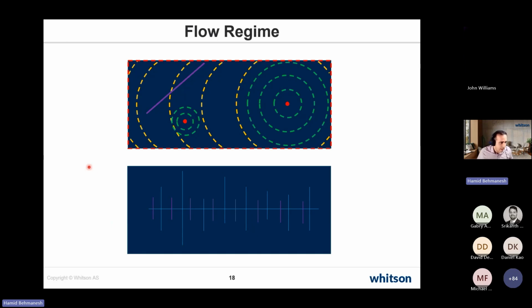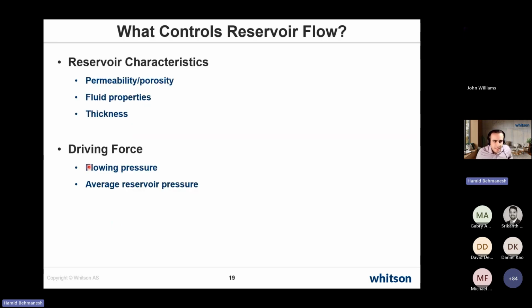So getting back to some of the basics, the reservoir characteristics. The rate that we get on the surface depends on two main factors. One of them is reservoir characteristics, which is basically what goes in the Darcy law in terms of permeability, porosity, and some fluid properties, as well as the pay thickness. But the main important part of this also is the driving force: how much is the flowing bottom hole pressure, and what's the average reservoir pressure, which is the intent of FMB.